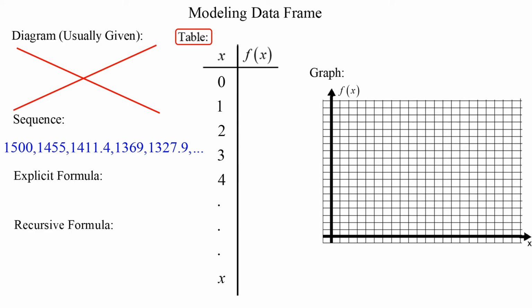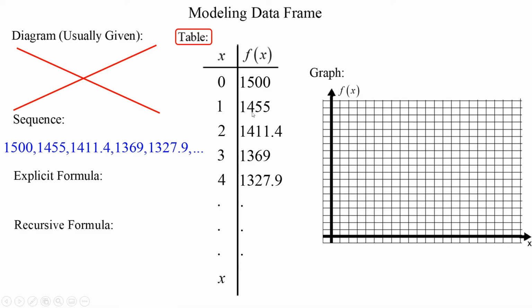And I'm still trying to get you guys on this function notation, and you're comfortable with x and f of x. That's why I'm keeping this f of x and x. Now, when x is 0, f of 0 is 1,500. f of 1 is 1,455. f of 2 is 1,411.4. f of 3 is 1,369. f of 4 is 1,327.9, and so on. And we even have that explicit formula. I don't quite remember what it was. Let's just save that for a moment.